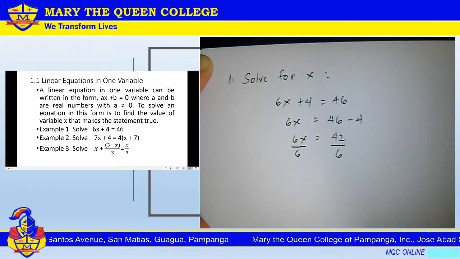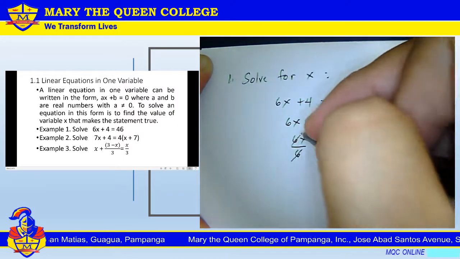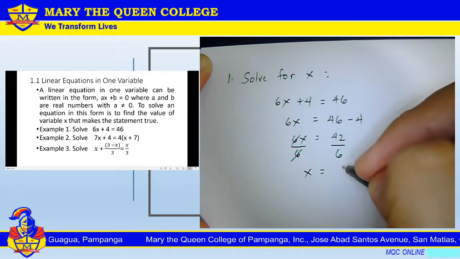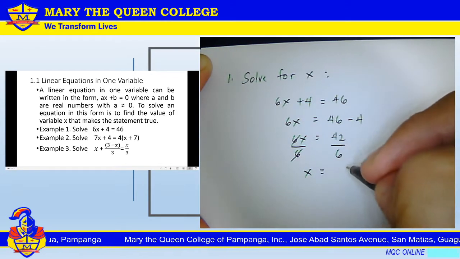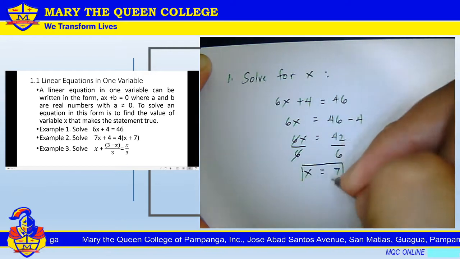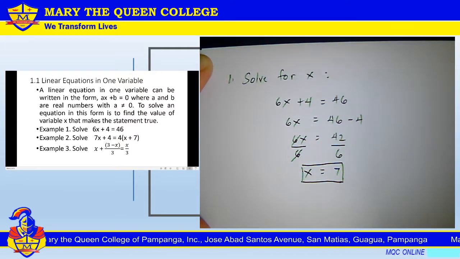So applying the division property of equality, canceling this one, you'll have x equals 42 divided by 6, which is 7. So the solution for our linear equation, 6x plus 4 equals 46, is 7.